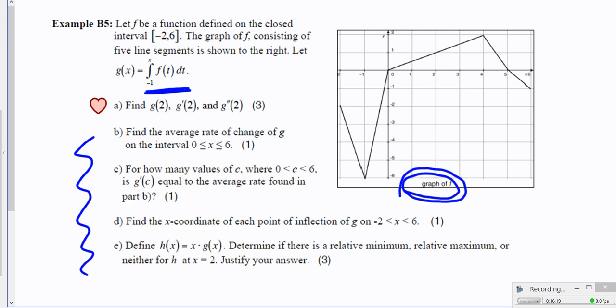Notice that in the first part, the part that I'm asking us to do, we have to find three different things. We need to find G of 2, G prime of 2, and G double prime of 2. Okay, pause the video, come back and check in just a bit.